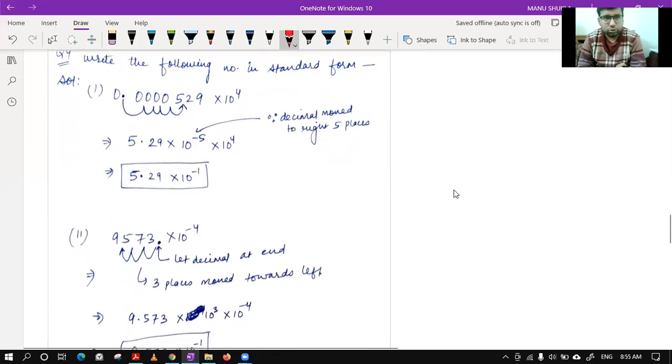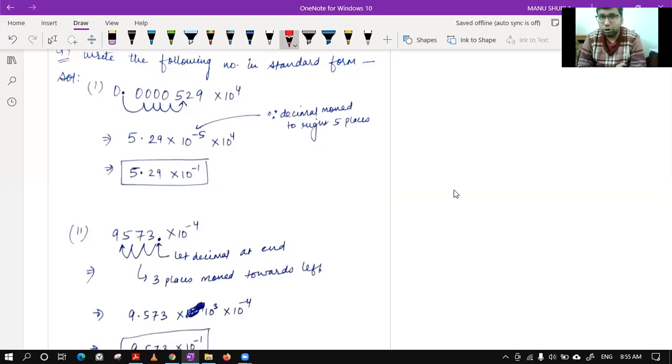Now question number 4 that we have done, write the following numbers in standard form. Now in this question, many of you have done the mistakes. So let's discuss it properly. So we have 0.1234529 into 10 to the power 4. There are two ways to discuss this question. First is you can get rid of this also by multiplying.